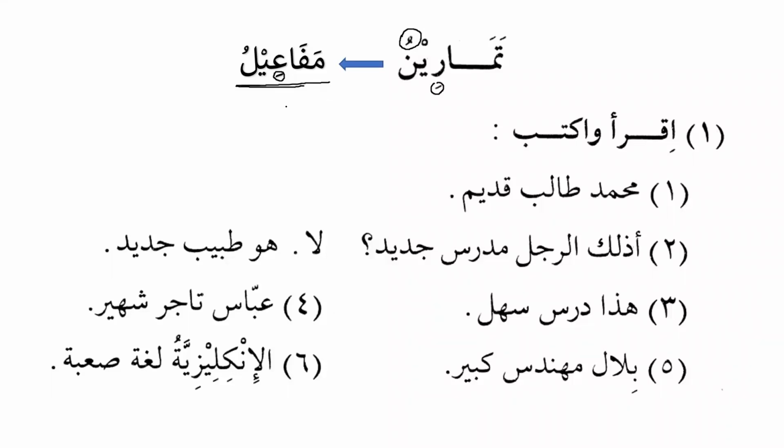So this is a very important pattern. It's used a lot in the Quran and you need to remember this. Any noun that comes on the pattern of mafa'ilu will be mamnu min as-sarf. It will be diptote. Now let's begin the exercise. Iqra, waktub: read and write.